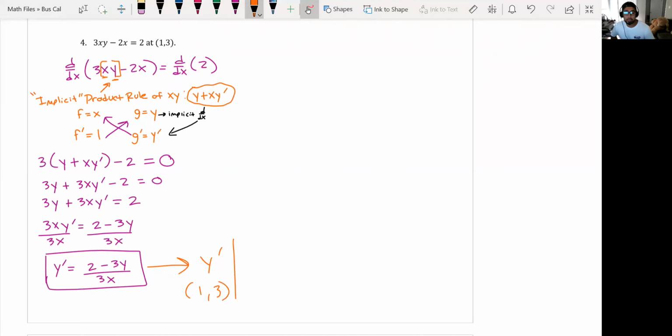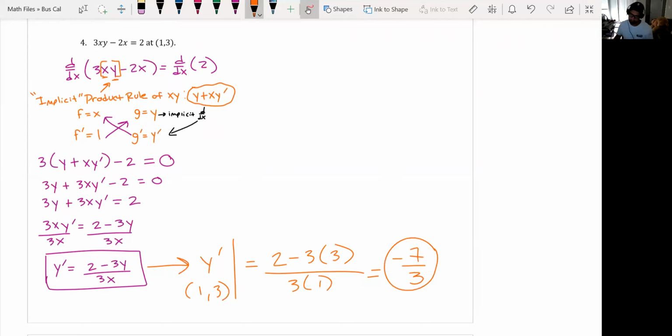I've got a 1, I've got a 3. So I do have an x and y. I have an x this time, so we'll plug those in. 2 minus 3 times the y value of 3 over 3 times the x value of 1. And that gives me 2 minus 9, which is negative 7 over 3. All right, fun stuff. So yes, remember this. It'll save you some time.